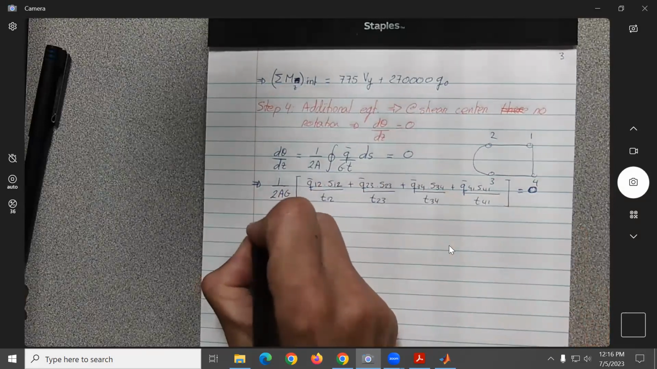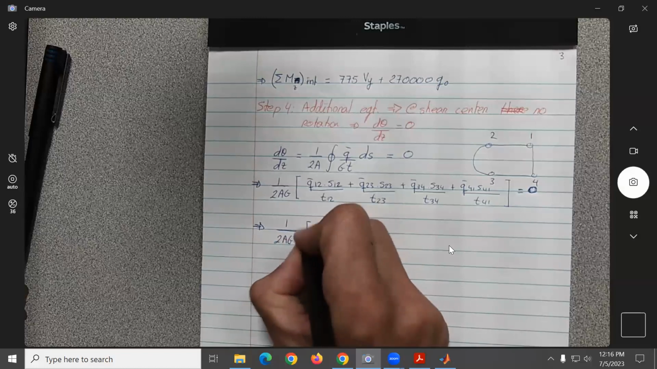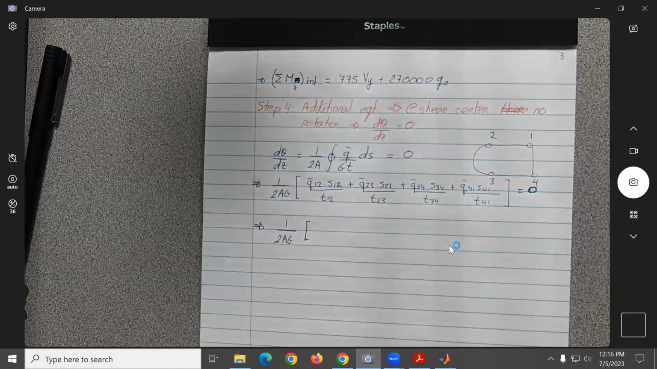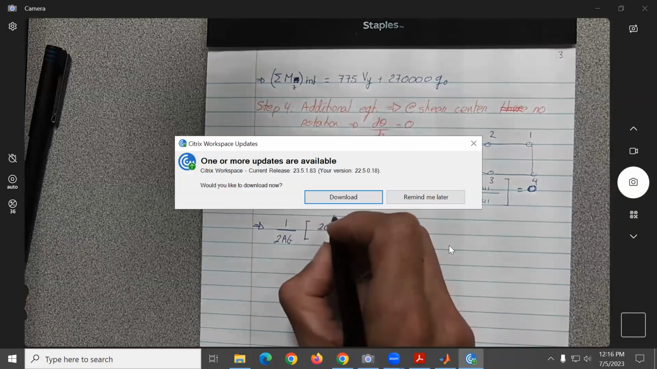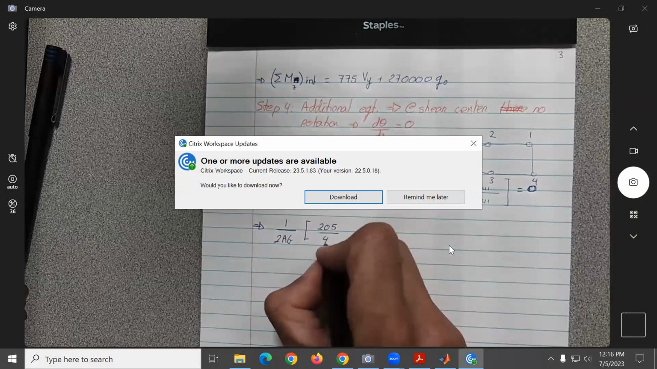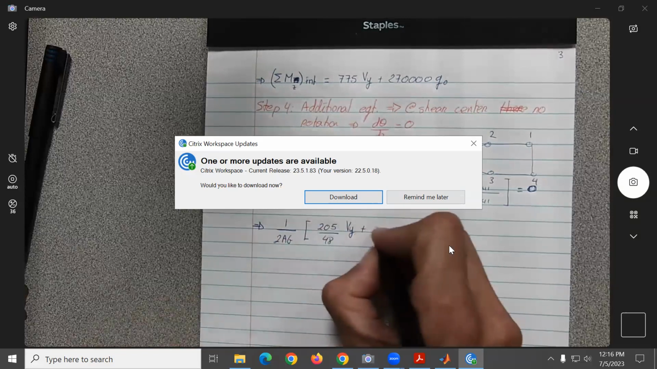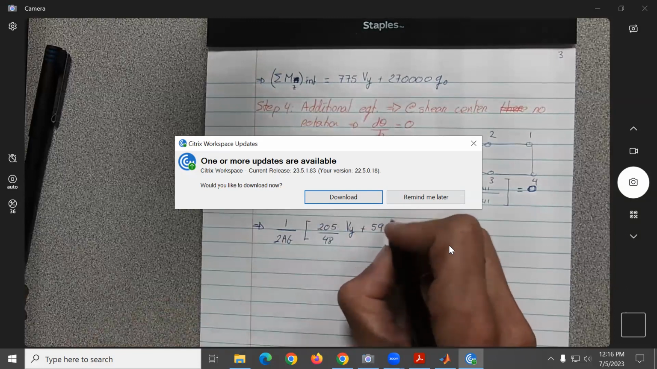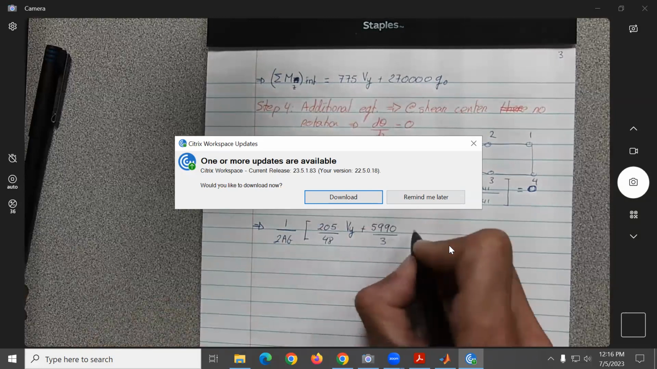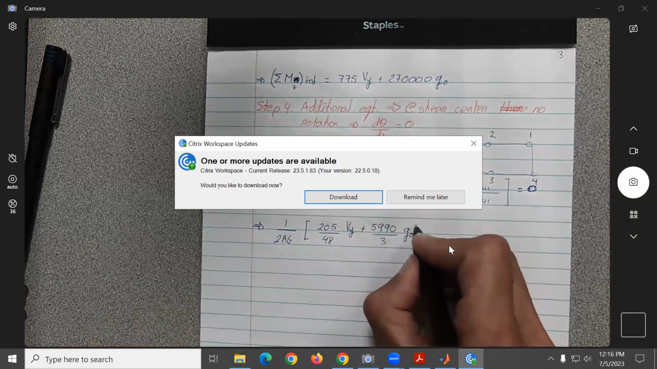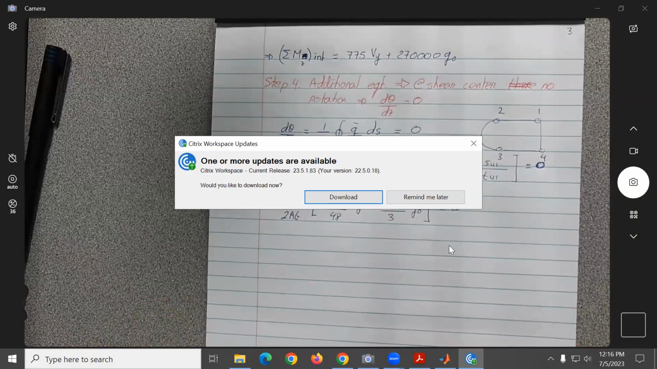So if we simplify this, we get 1 over 2AG. After substitution, we're going to get 2,005 over 48 dy plus 5,990 over 3 q naught equal to 0.